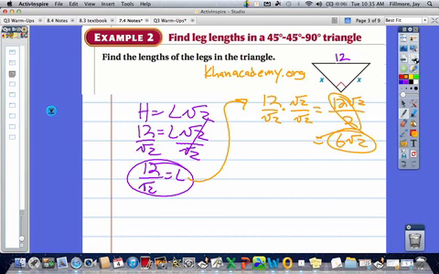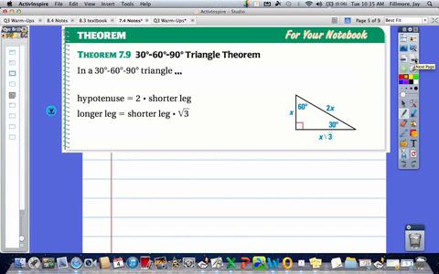But let's move on from 45, 45, 90s, and let's look at a second type, which is called a 30, 60, 90, in which the angles are 30, 60, and 90 degrees. And there's two special properties of 30, 60, 90s. The first is that your hypotenuse equals 2 times the shorter leg.